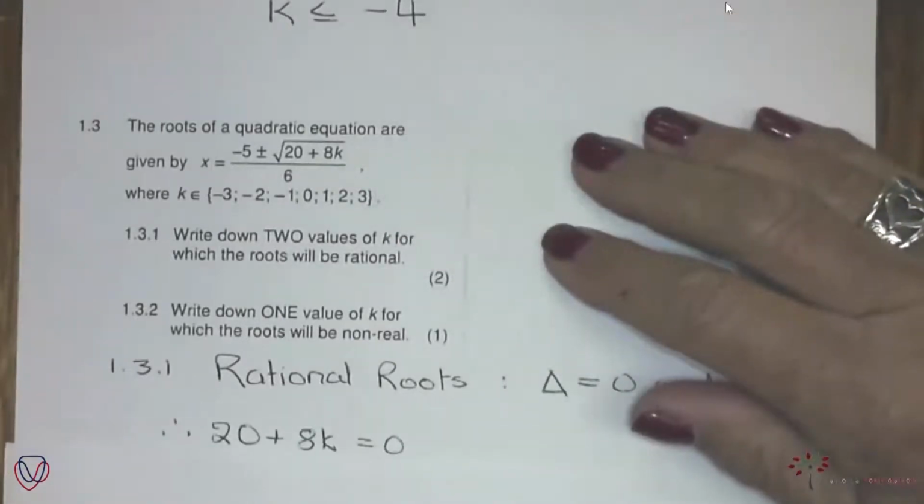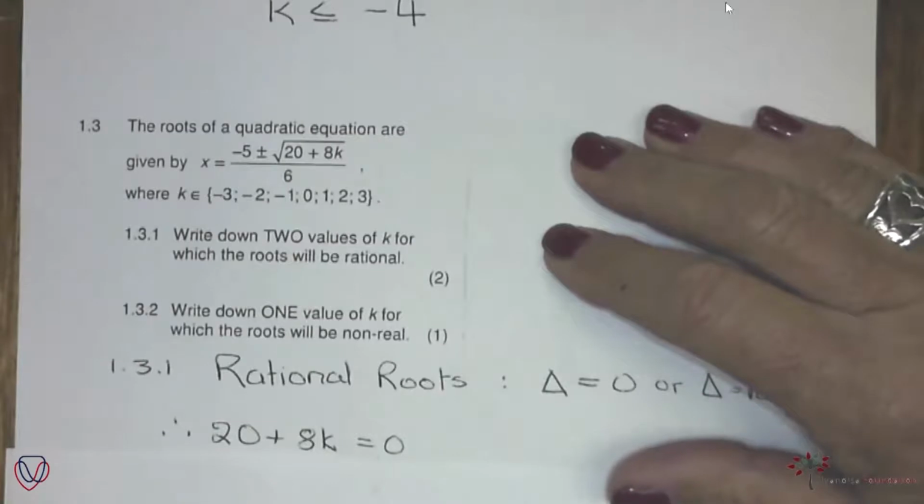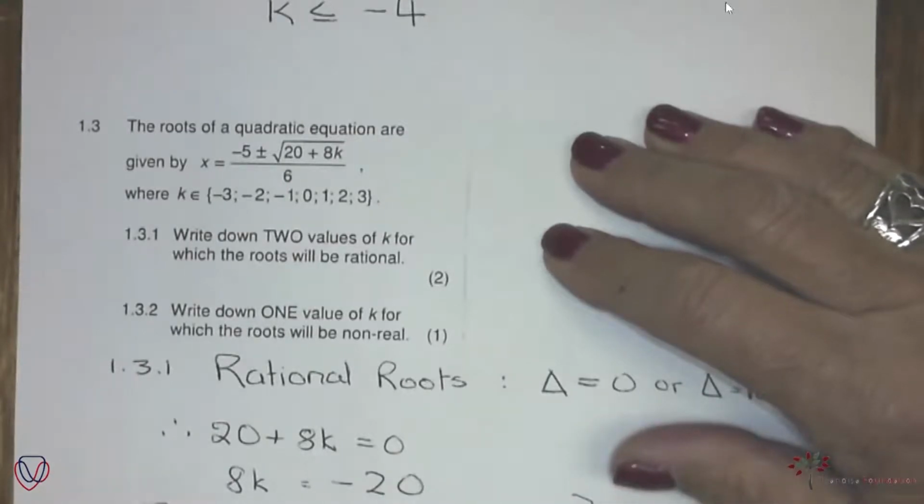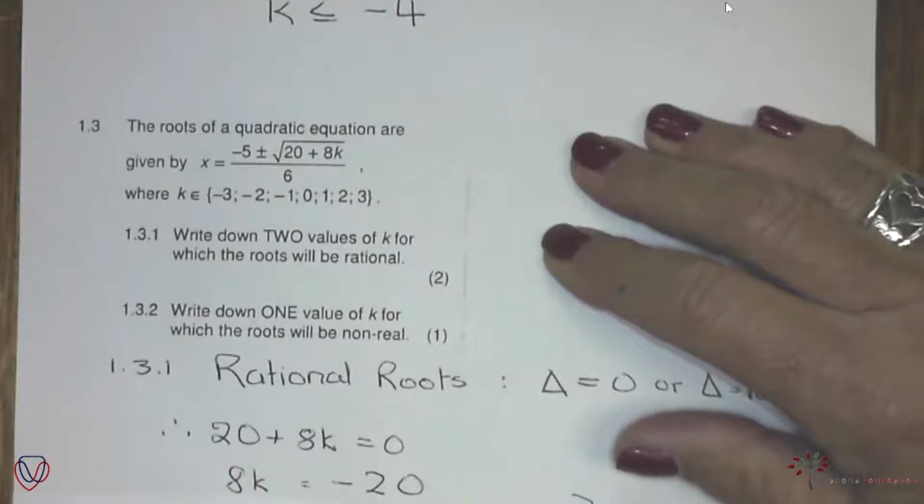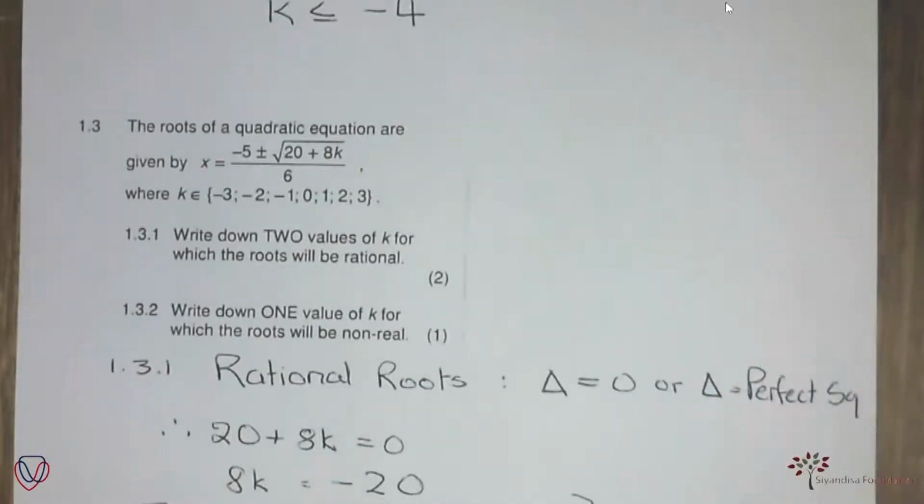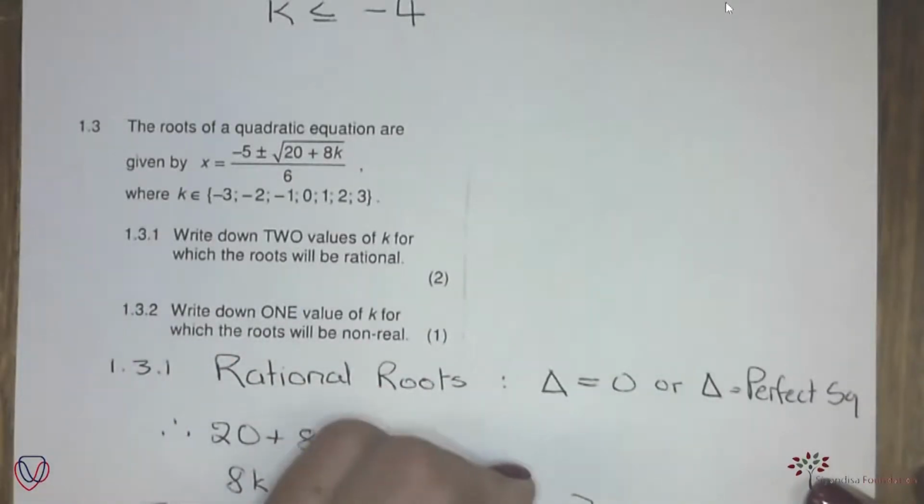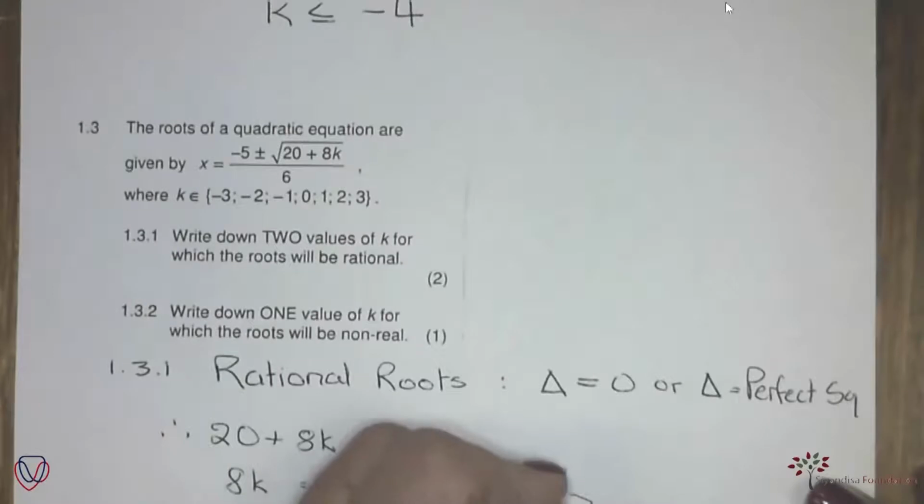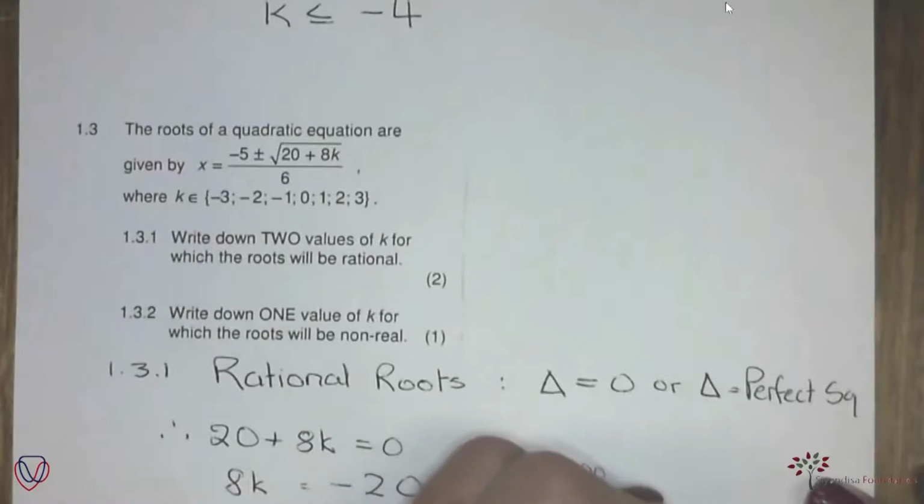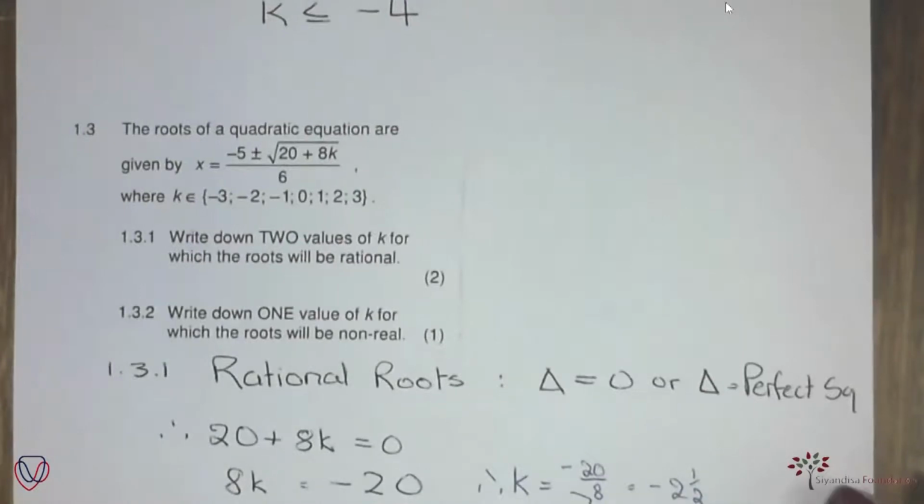Let's have a look. Take your delta, firstly put it equal to 0. Solve for k, and you will have k is 20 over 8. Okay, people, but they said k is an element of negative 3 up to positive 3. Now, let's just write the value of k there. Therefore, k will be equal to negative 20 over 8. And that is negative 2 and a half. Can you see that? Right, people.